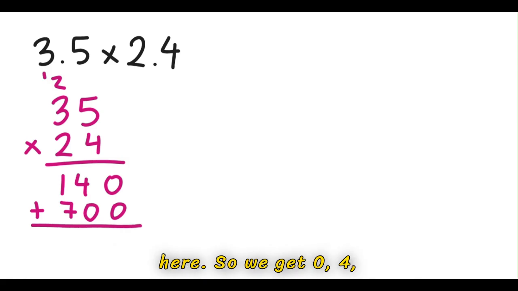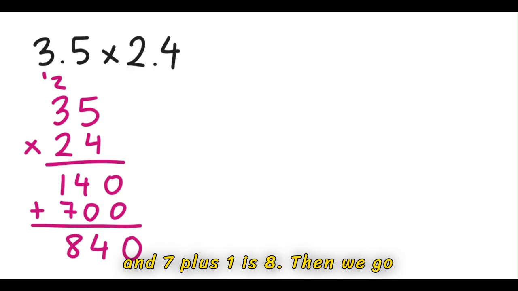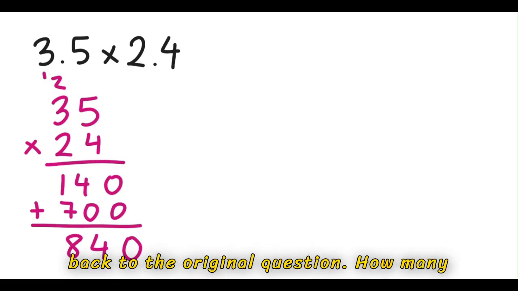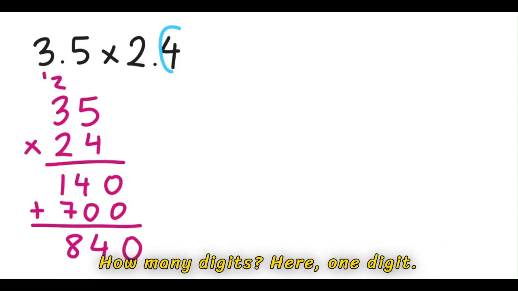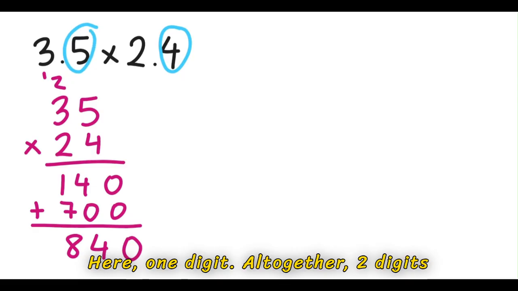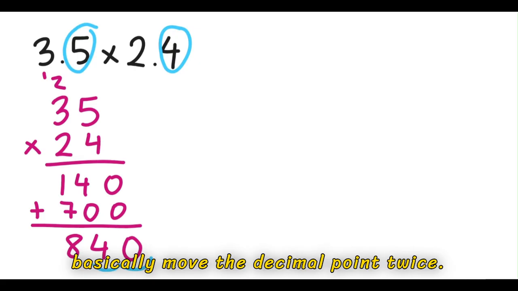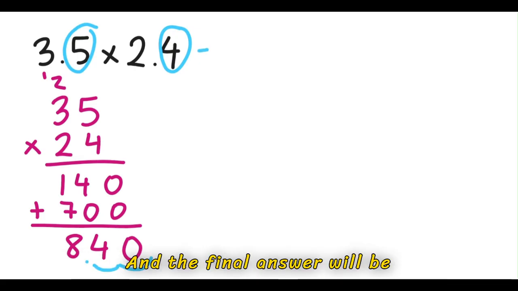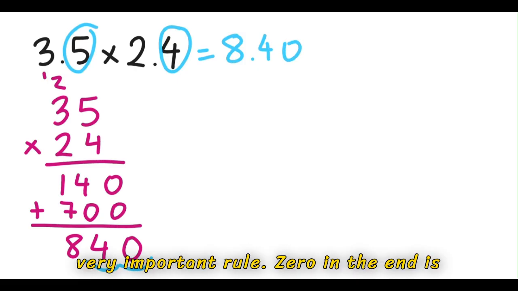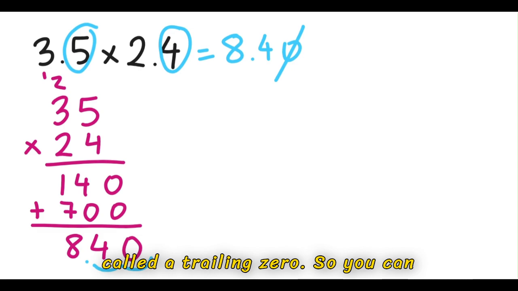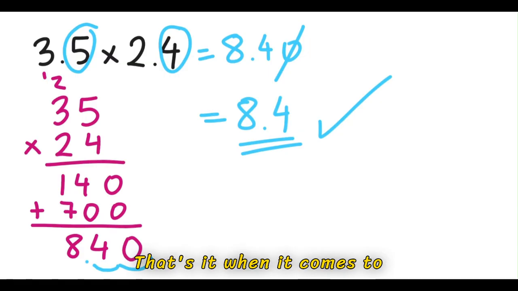Add them up here. So we get 0, 4, and 7 plus 1 is 8. Then we go back to the original question. How many decimals were after the decimal point? How many digits? Here, 1 digit. Here, 1 digit. Altogether, 2 digits are after the decimal point. So we can basically move the decimal point twice. And the final answer will be 8.40. Now, a very important rule. 0 in the end is called a trailing zero. So you can basically only say it's 8.4. That's it when it comes to multiplication.